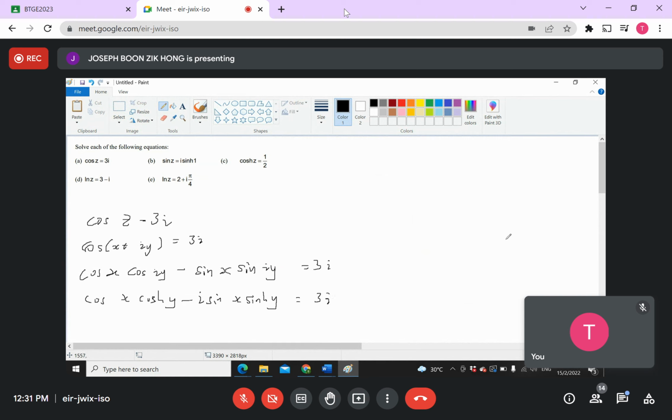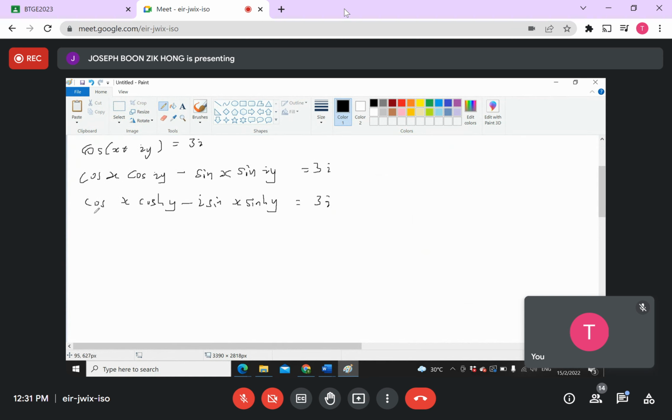So now we have two sides. One side is this one equal to 0. So cos x cosh y equal to 0. The other side is sin x sinh y is negative 3. So what we see, we have two equations here. How are we going to choose the equation to start? Normally we start with the 0.